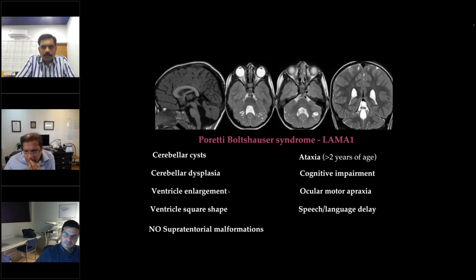And these are the imaging features of the Poretti-Boltshauser syndrome. Characteristically, they usually don't have supratentorial brain malformations, but they have cerebellar cysts and this abnormal dysmorphic lateral ventricle. It's almost like a T-shaped lateral ventricle. And the clinical presentation is slightly different, with a common presentation of oculomotor apraxia and myopia in these cases.